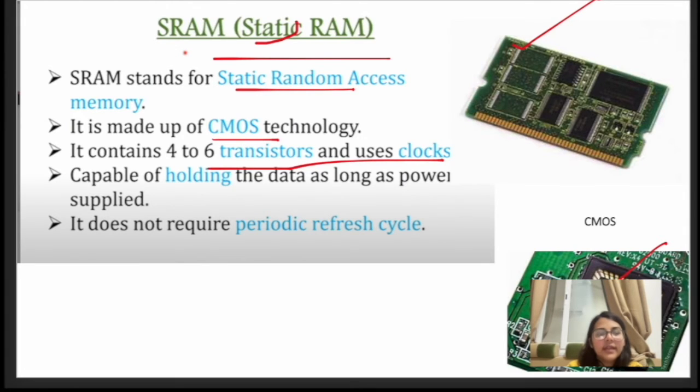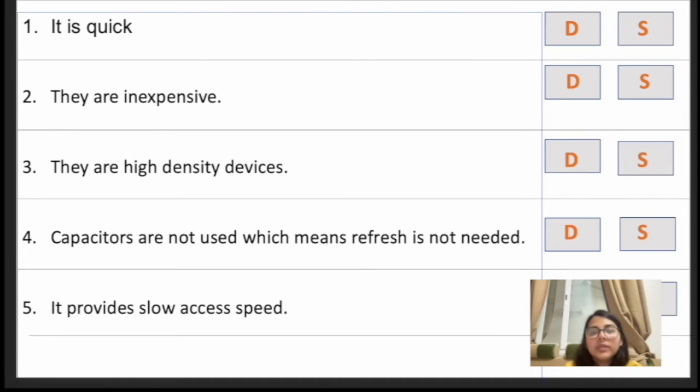So then let's see what is. Quickly let's go through this point, students. It is quick. You have to tell me this is about which memory, DRAM or SRAM. Yes, quick means it is actually about SRAM, because it ran quickly, students. So we can consider this as SRAM, and we can say they are inexpensive.